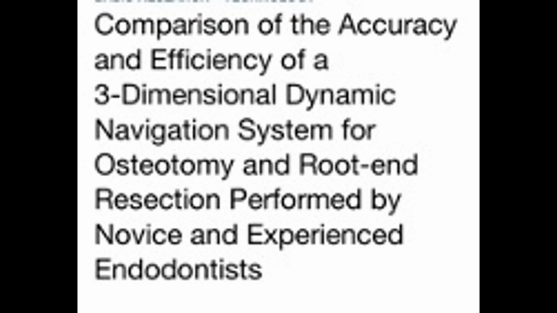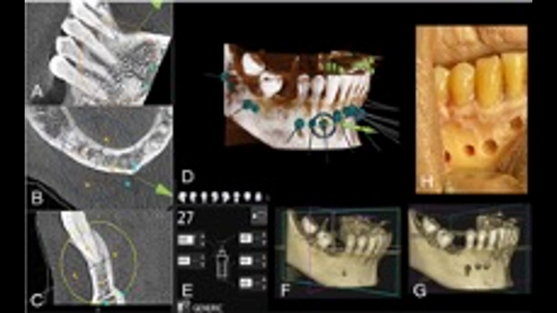The sample size in this study was 76 roots taken from 4 fresh human cadavers, and they were randomly divided into 4 groups. The first 2 groups used 3D Dynamic Navigation System, the first one with novice endodontists and the other one with experienced endodontists, while the other 2 groups used freehand technique for also novice and experienced endodontists.